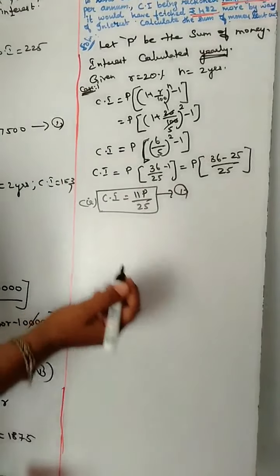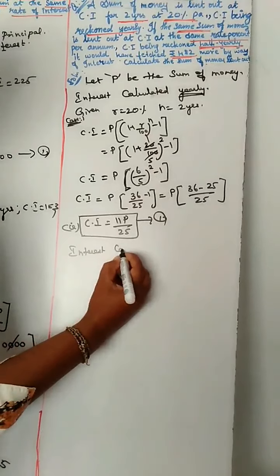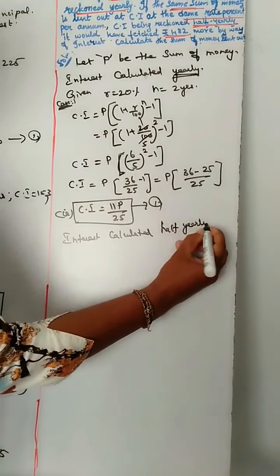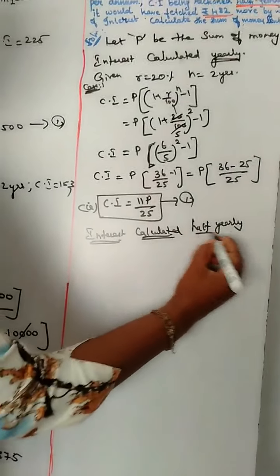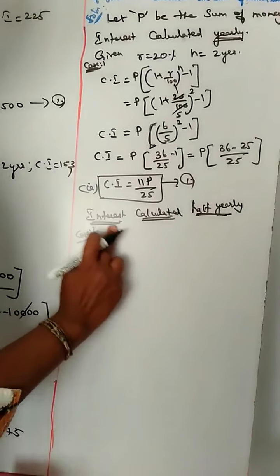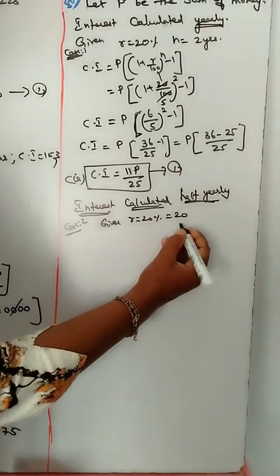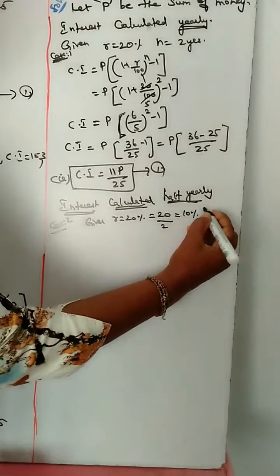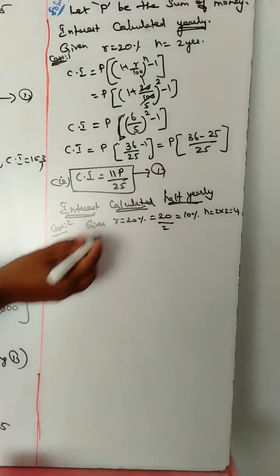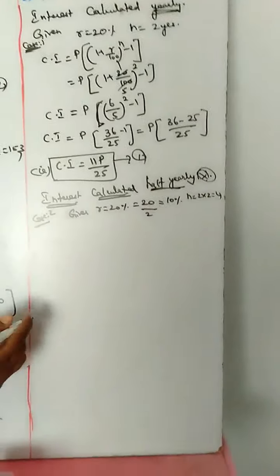Next, interest calculated half yearly. Interest calculated half yearly. That is case 2. That is CA. That is given R is equal to 20%, which is equal to half yearly means 1 to divide by 2, no? That is 10%. And n is equal to 2 into 2, which is equal to 4, right? We must be very careful in this. Half yearly means rate of interest 1 to divide and time period 1 to multiply, right?